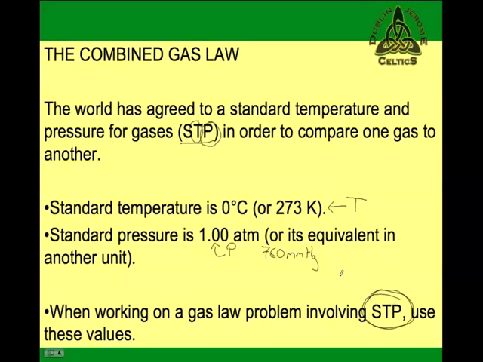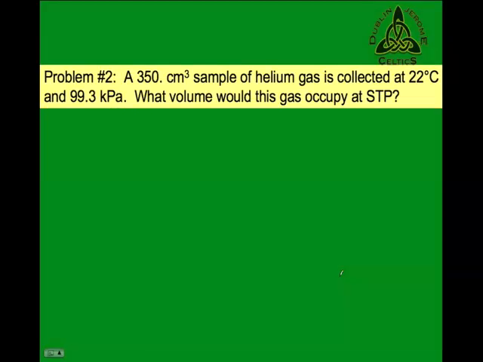So let's take a look at an example where we're trying to see what something will do at STP. If we have 350 cubic centimeters, what is that? Cubic centimeters is a volume term. You need to recognize that. It's helium gas. The temperature of that gas is 22 degrees Celsius, and the pressure is 99.3 kilopascals. Okay, let's pull all that information out.